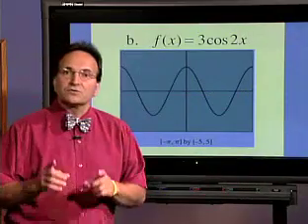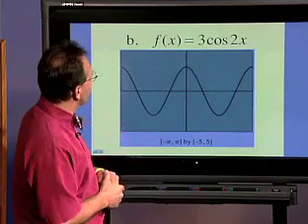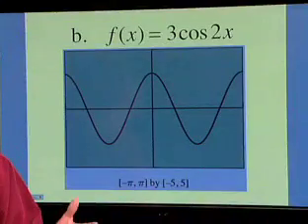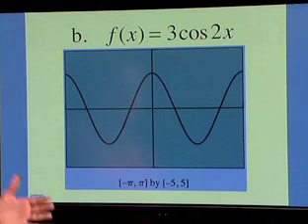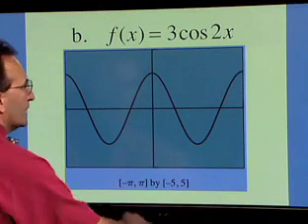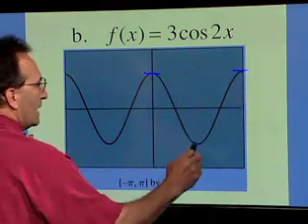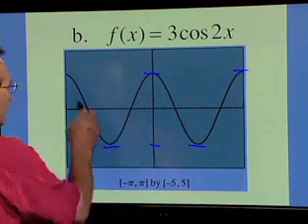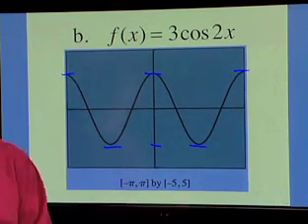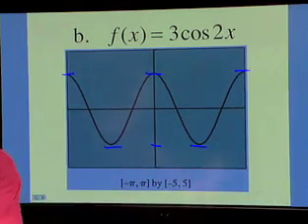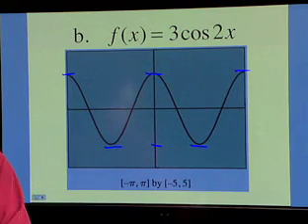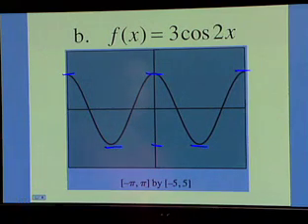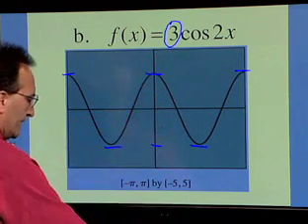F of x equals 3 cosine of 2x. Well, as you can see here, there's no damping going on. It's not damped oscillation because it's staying at the same height as it goes out. And therefore, we actually can say that it has a constant amplitude. In this case, it's an amplitude of 3.